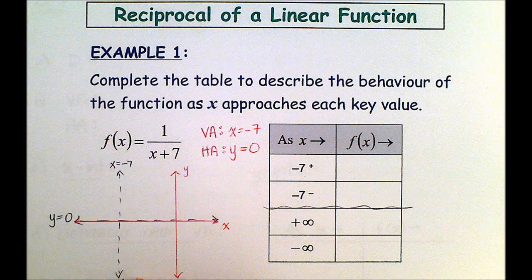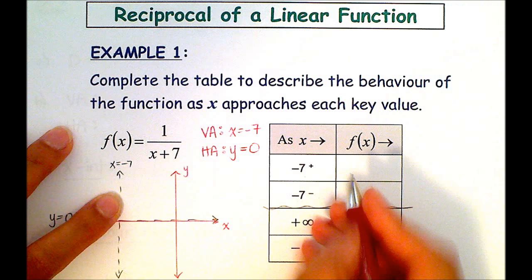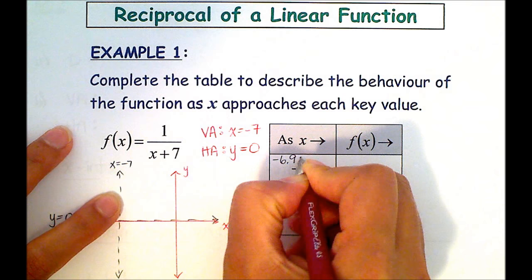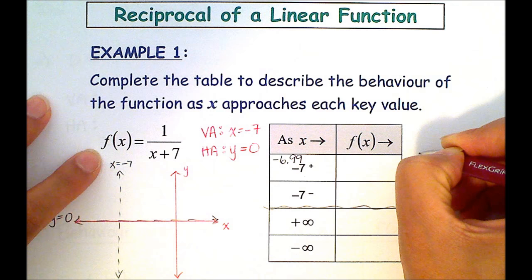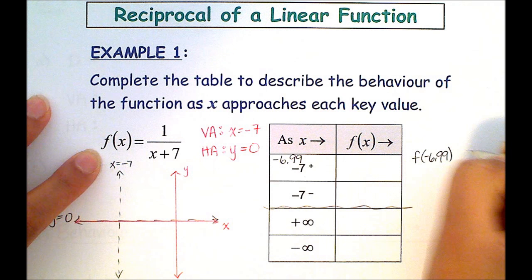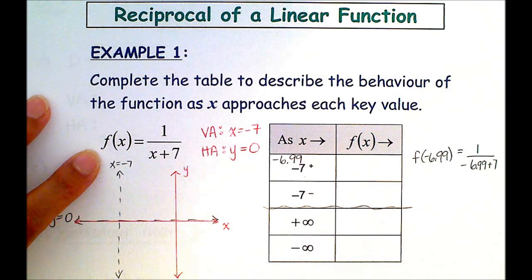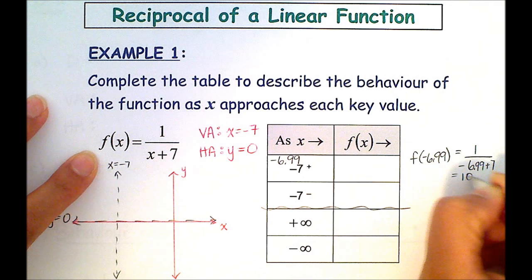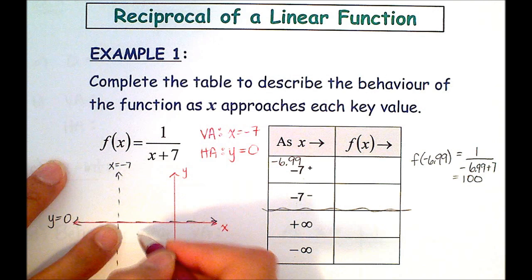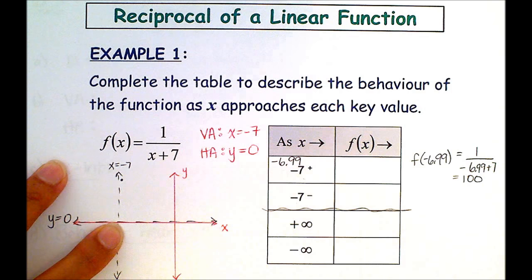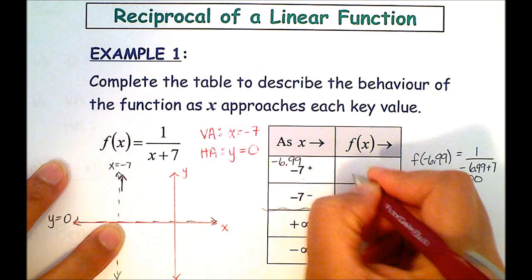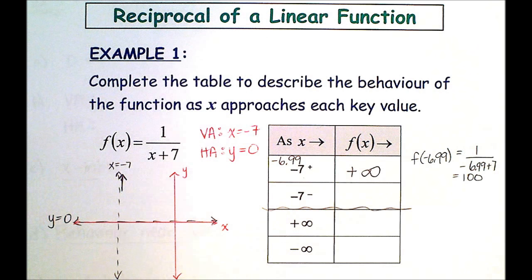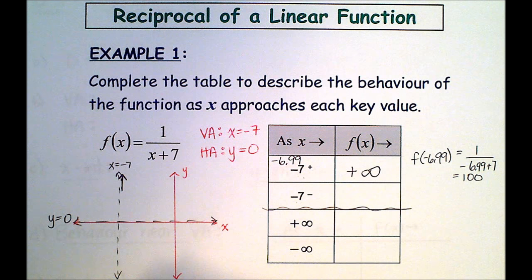And so I'll choose a number slightly to the right of the vertical asymptote, like -6.99. And if I take this value and I plug it into the function, so if I look at f of -6.99, so I'm trying to evaluate 1 over -6.99 plus 7, and that gives me a value of about 100. Okay, so because it tells me that the value is about 100, that tells me that I probably have a point all the way up here, and so the function is probably approaching positive infinity, okay, since it's increasing.